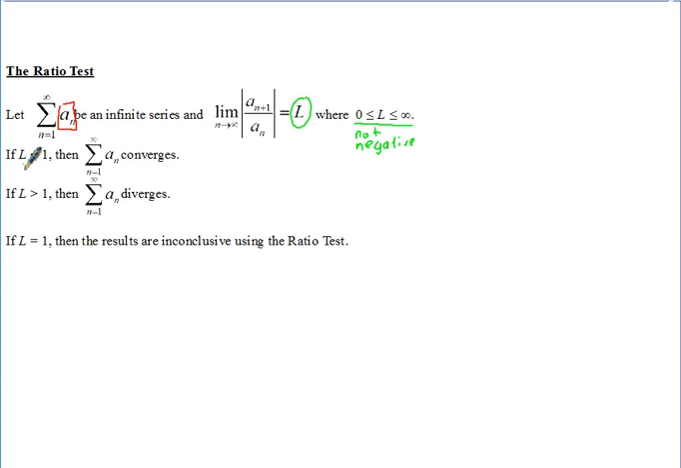Then, if that limit is less than 1, the series converges. If the limit is greater than 1, the series diverges. However, if it equals 1, the results are inconclusive, and then you'd have to use another test.